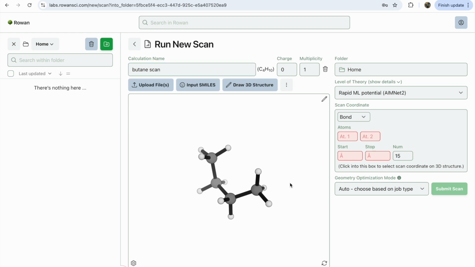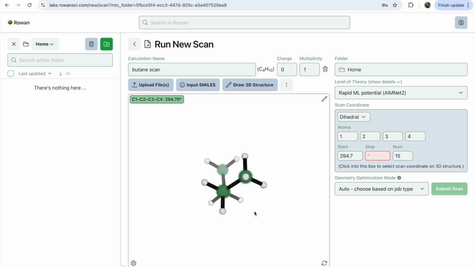We want to first specify which coordinate we want to scan along. So we can click into this box and then click the 4 atoms for which we want to study the dihedral. And here we can see we've selected the 4 carbon atoms of butane, and we can see the current value for their dihedral angle both here and here. In both cases, we see that this is 295 degrees or so, which corresponds pretty closely to the gauche geometry of butane. So let's look at all of the different possible values here.